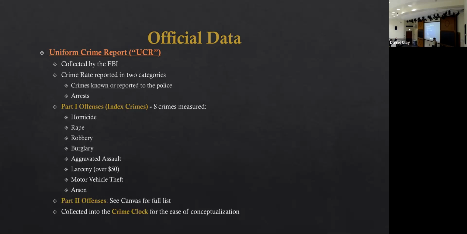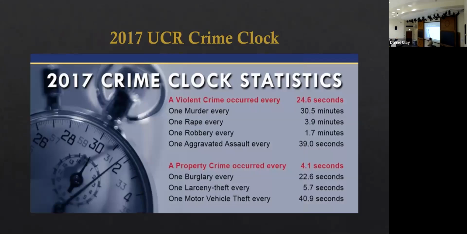Part 1 offenses are, again, the most severe, the ones that we care about the most. And what the FBI does to help us conceptualize crime is they have created what's called the crime clock. All right, the crime clock. Here's the crime clock. What they do is we look at statistics.